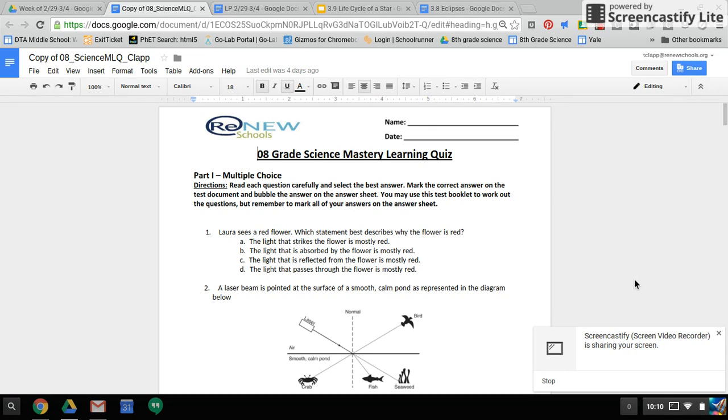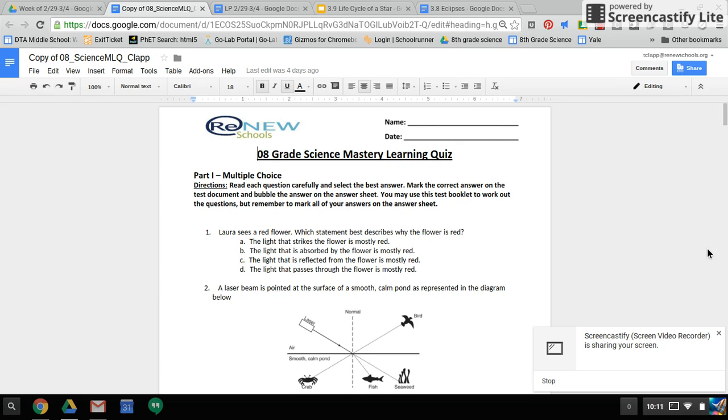You may use this test booklet to work out the questions, but remember to mark all of your answers on the answer sheet. 1. Laura sees a red flower. Which statement best describes why the flower is red? A. The light that strikes the flower is mostly red. B. The light that is absorbed by the flower is mostly red. C. The light that is reflected from the flower is mostly red. D. The light that passes through the flower is mostly red.